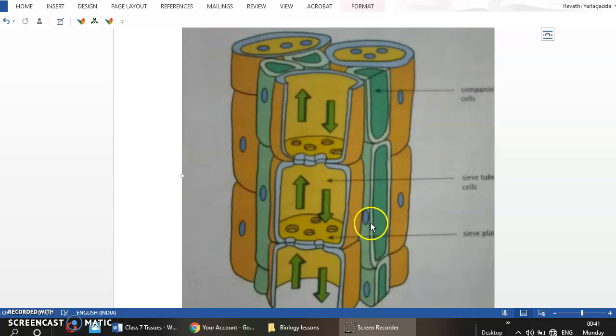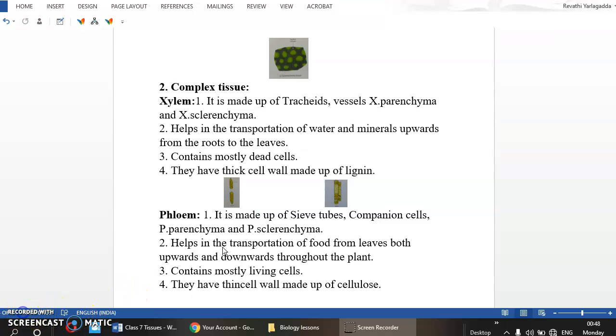So they utilize the nucleus, the material from the companion cells. That is where their name comes from, companion meaning the one who is helping. That is why these are called companion cells, since they are helping the cells of the sieve tubes. So this is about the phloem also, and phloem is mainly meant for the transportation of food.